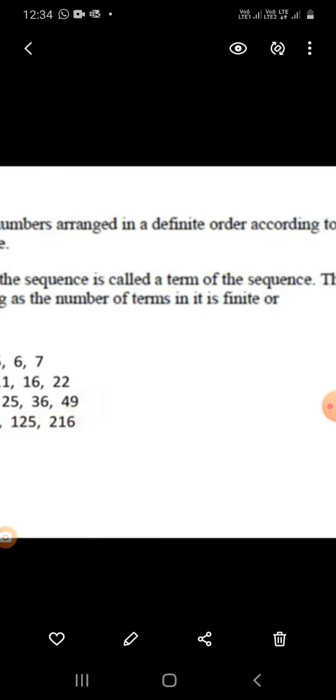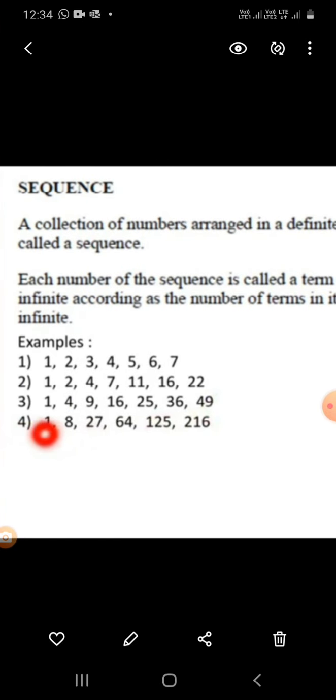Then what is an infinite sequence? As you know, a sequence with a countable number of terms is called a finite sequence. A sequence with an uncountable number of terms is called an infinite sequence. Take the same example, 1, 2, 3, 4, etc. It will not end, we can write it so on. That is called an infinite sequence.